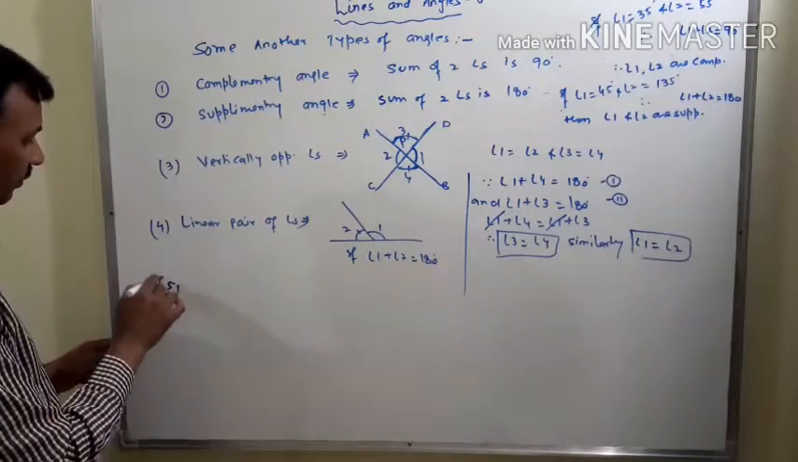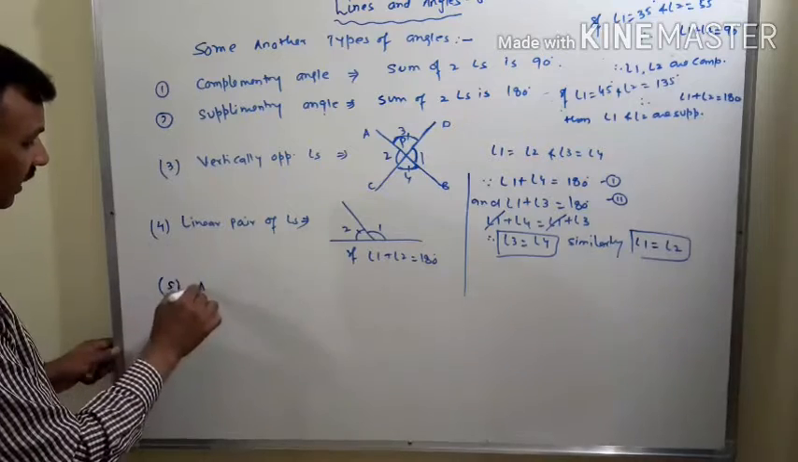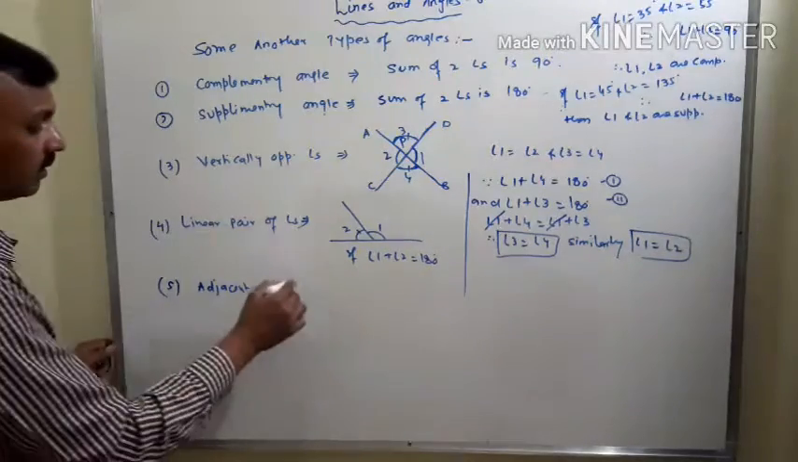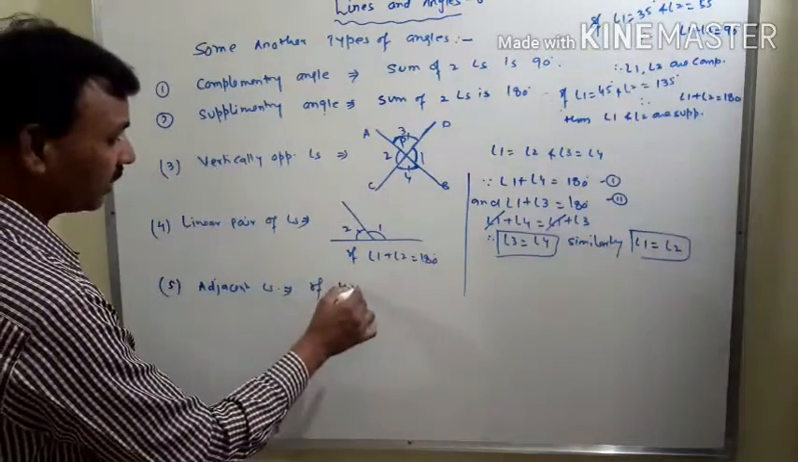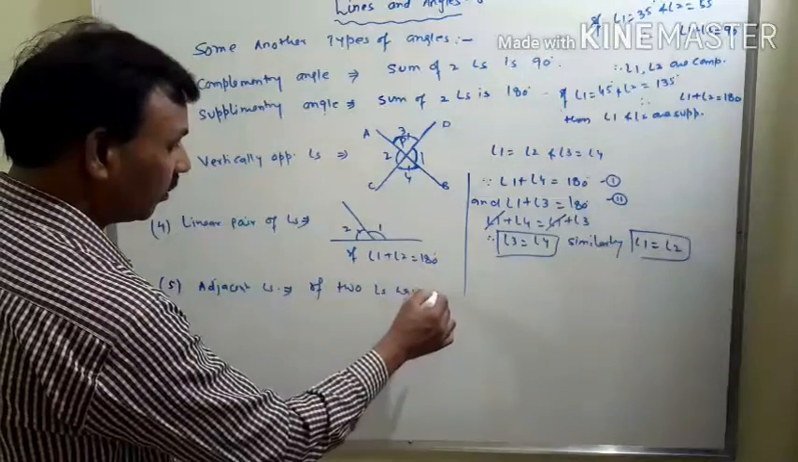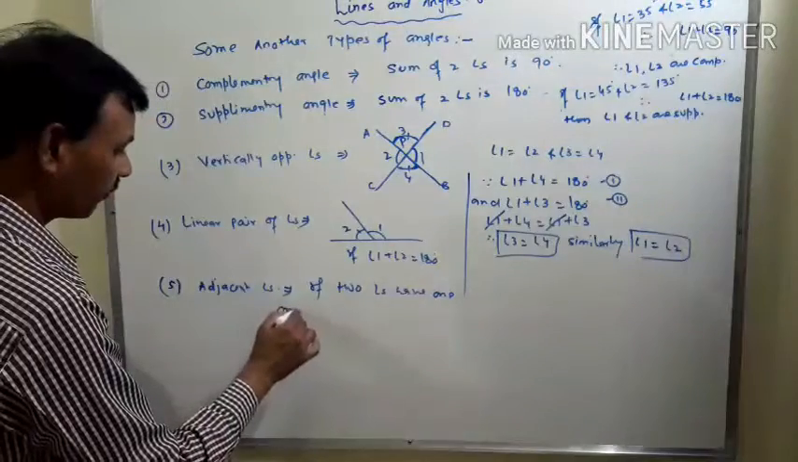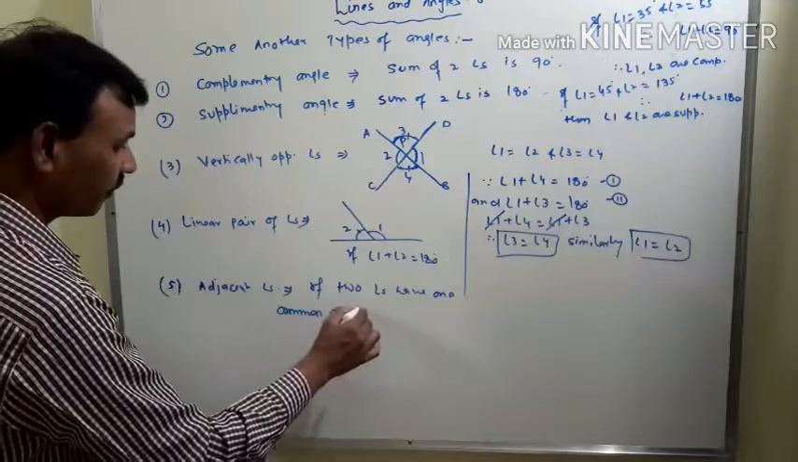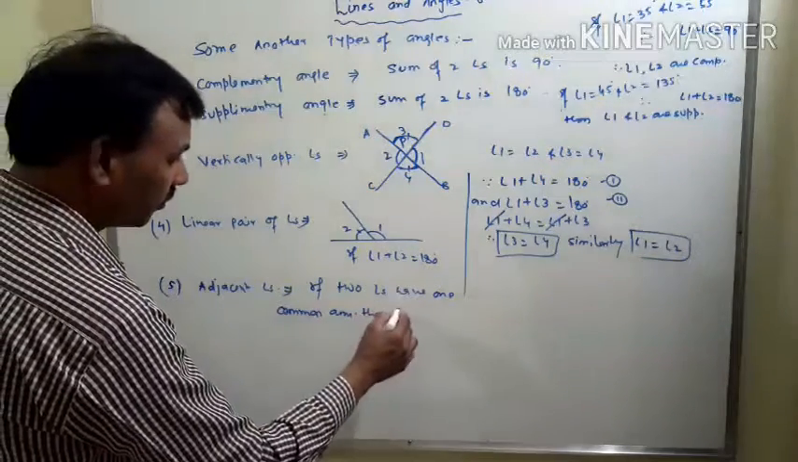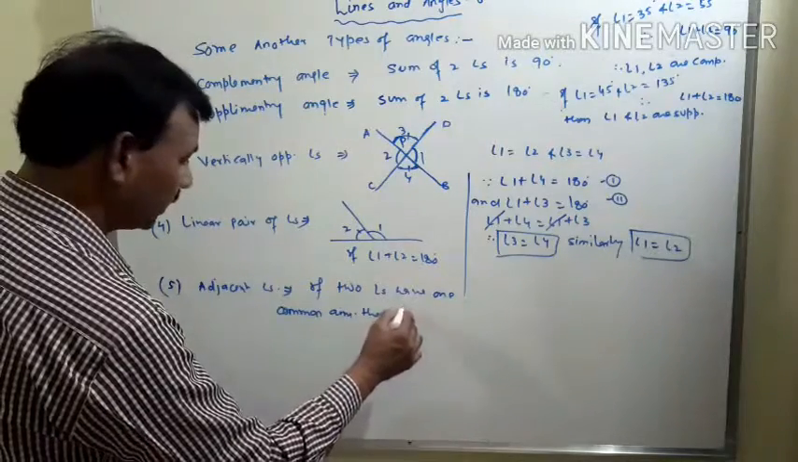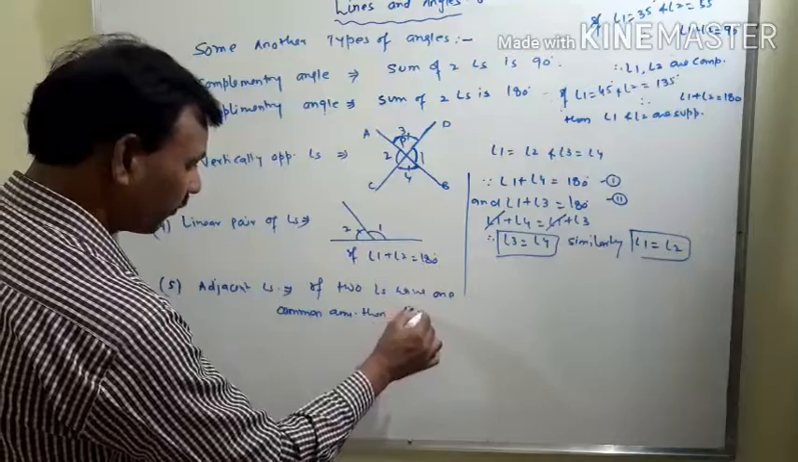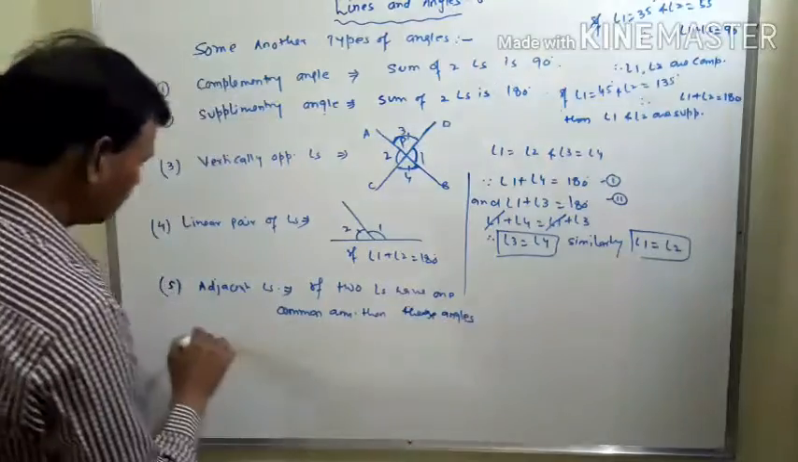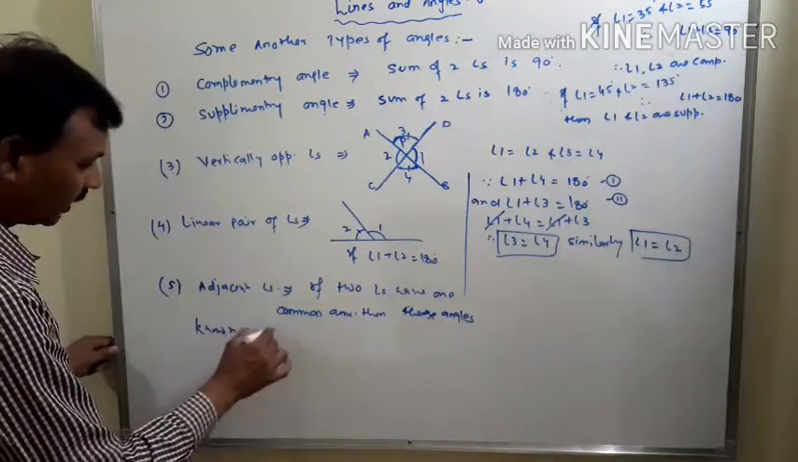Next, fifth, adjacent angles. Adjacent angle is nothing but if two angles have one common arm, then these angles are known as adjacent angles.